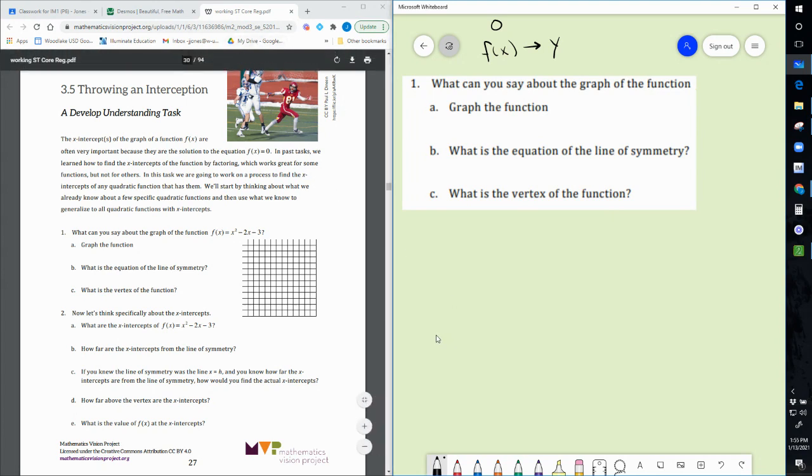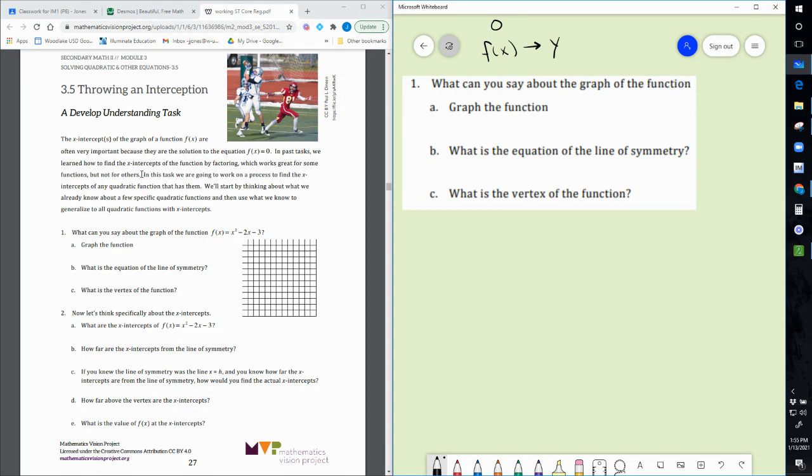In past tasks, we've learned how to find x-intercepts by factoring, which works great for some functions but not for others. In this task, we're going to work on the process to find the x-intercepts of any quadratic function that has them. We'll start by thinking about what we already know, and then we'll generalize to all quadratics that have x-intercepts. So let's do a little bit of review first.